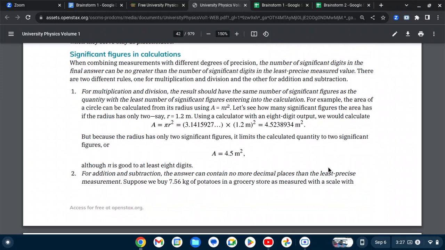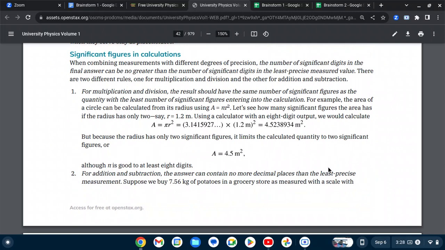Significant figures and calculations. When combining measurements with different degrees of precision, the number of significant digits in the final answer can be no greater than the number of significant digits in the least precise measured value. There are 2 different rules, one for multiplication and division, and the other for addition and subtraction. For multiplication and division, the result should have the same number of significant figures as the quantity with the least number of significant figures entering into the calculation.